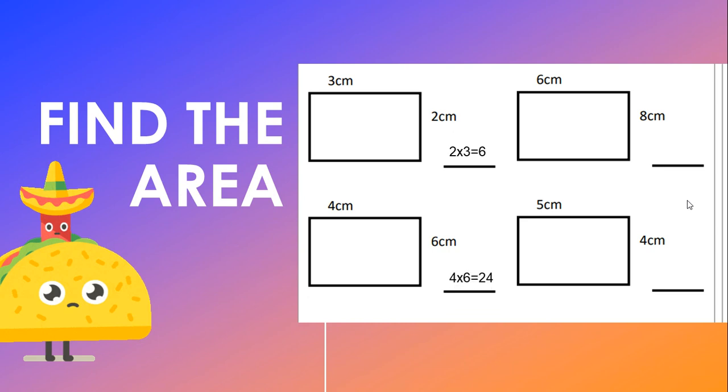On the bottom, 4 times 6 equals 24 square centimeters. Never forget to say that, right? Did you get it correct? Awesome. Now the next one is 6 times 8, this one on top, which would equal 48 square centimeters. All right? And the last one, you needed to multiply 5 times 4, which would equal 20 square centimeters.